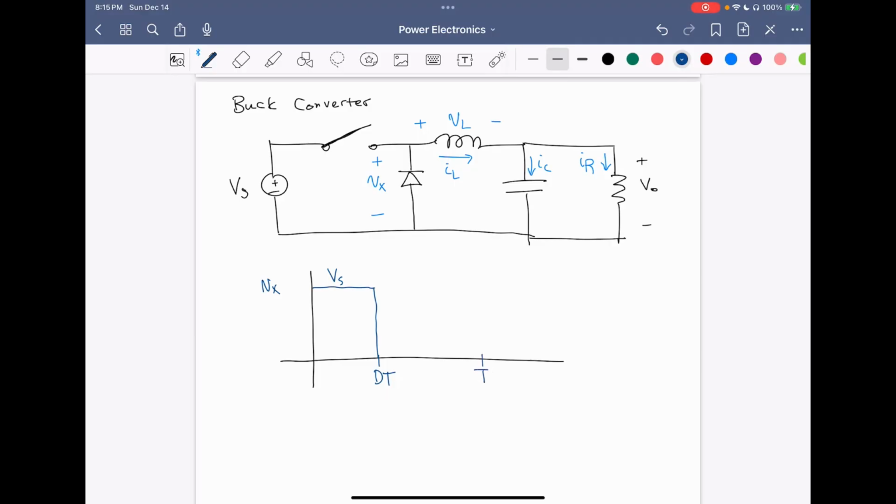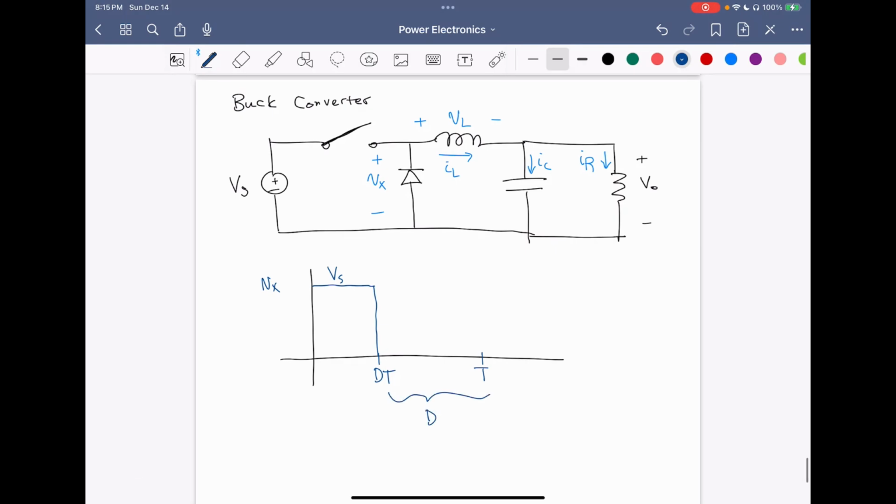Now, during the so-called D prime interval, the switch is now opened and then the diode is turned on and conducting the current through the inductor. That means that during this period, because the diode is on, it's just a short circuit, and Vx is shorted out, so it's equal to 0 during the D prime T interval. This cycle just repeats periodically as we operate the circuit in steady state.